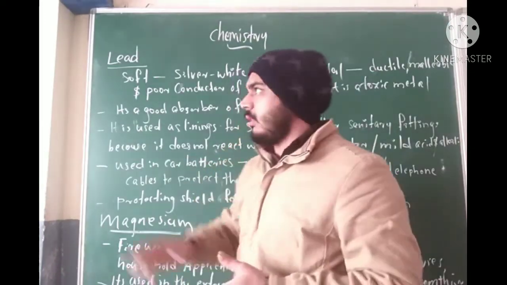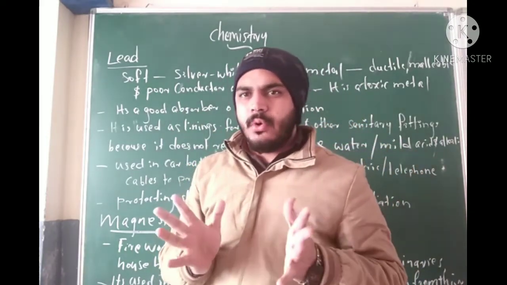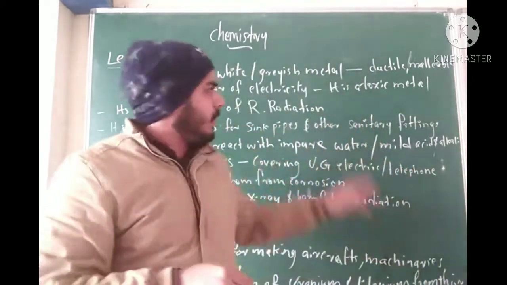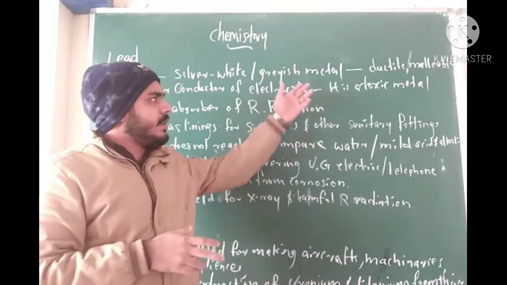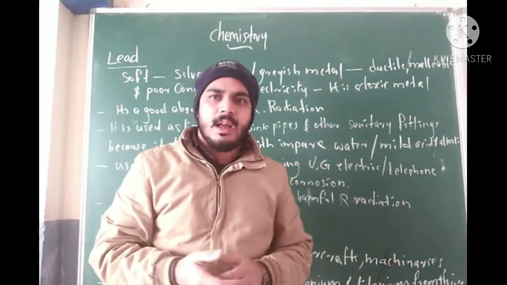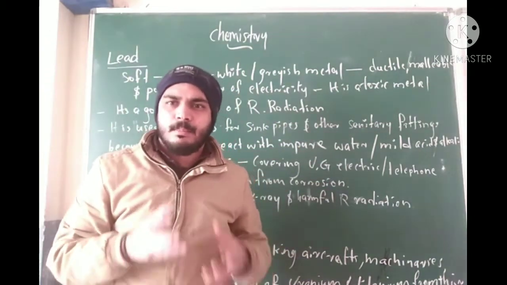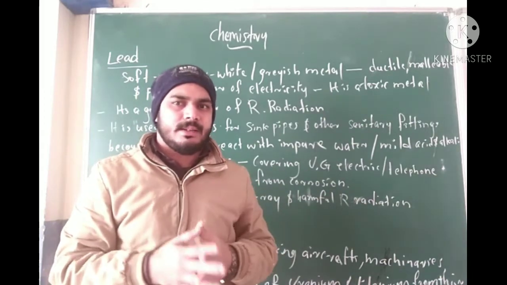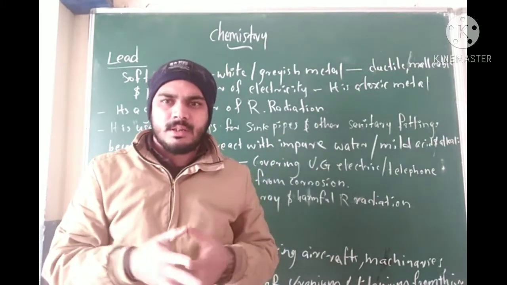Next metal, lead. Lead is a very soft metal, silvery white or grayish. It is also ductile and malleable. Lead is a poor conductor of electricity, which means it cannot pass electricity. And it is a toxic metal.